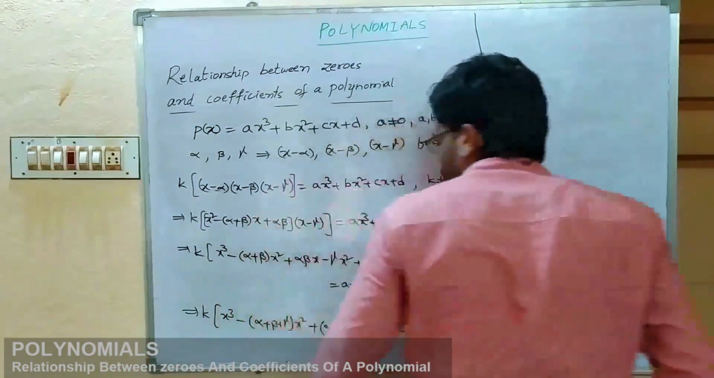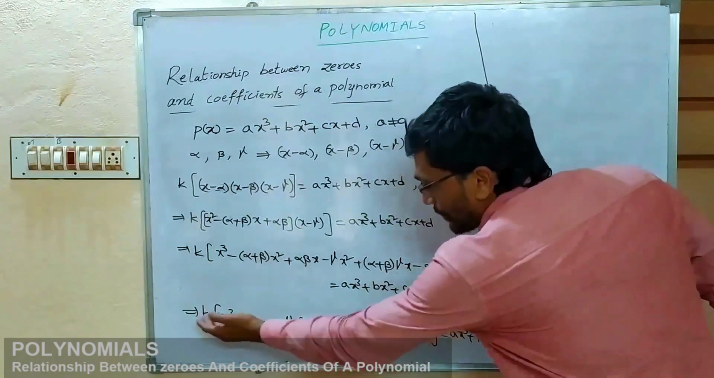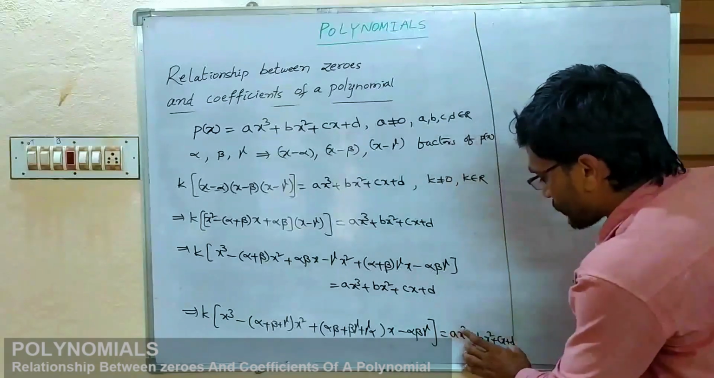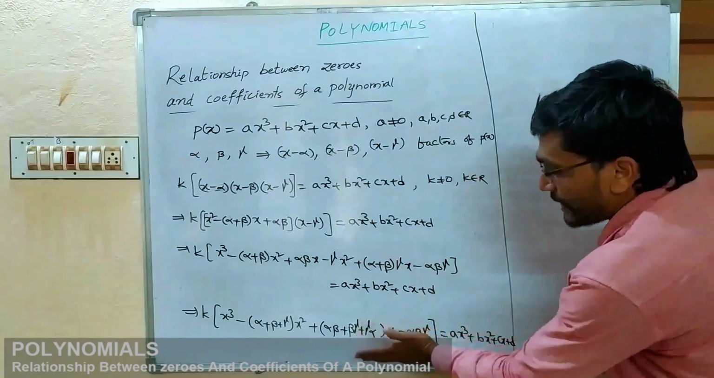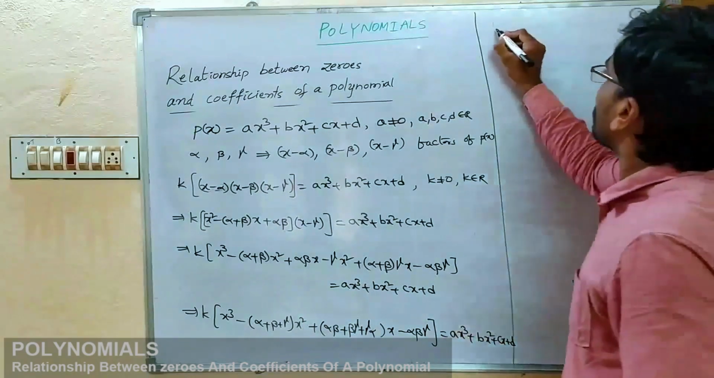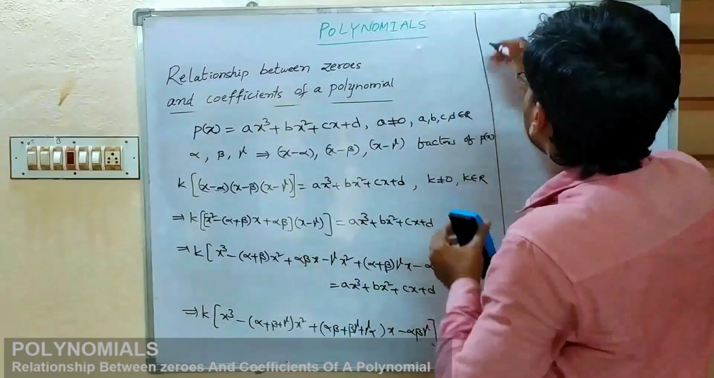Okay. Next, now multiply this total expression with k, then we get k times the expression equal to ax cube plus bx square plus cx plus d. And finally we can compare on both sides, then we get a is equal to k, whereas k is equal to a.